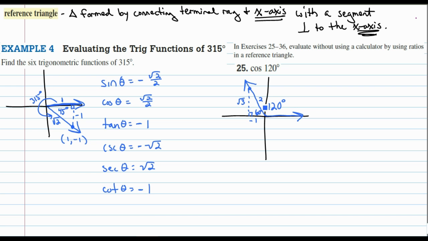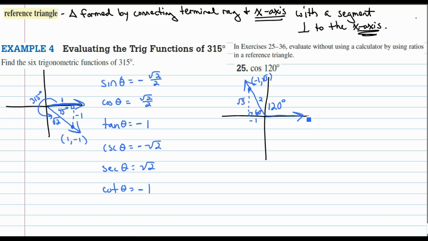So the only difference between the 6 trig functions of 120 degrees and the 6 trig functions of 60 degrees is that any trig function that has the adjacent side used in it is now going to be negative, because the terminal ray of 120 degrees is to the left of the y-axis, so the x-coordinate getting up to this point would be negative. Matter of fact, this point would be, let's see, (-1, square root 3).